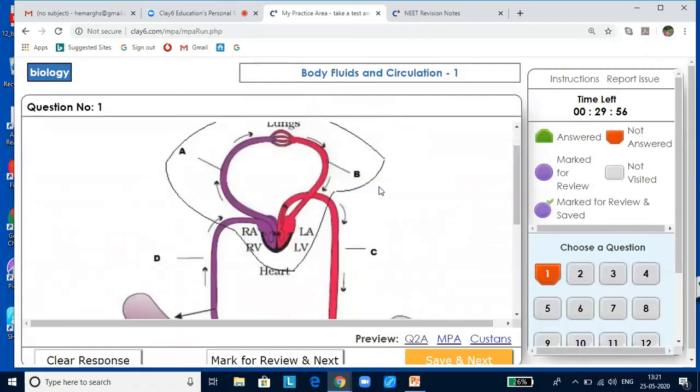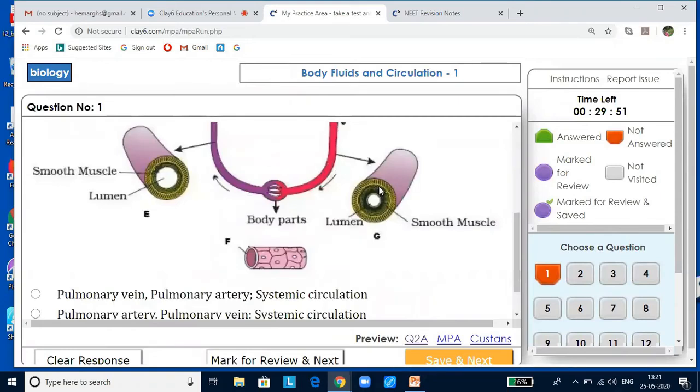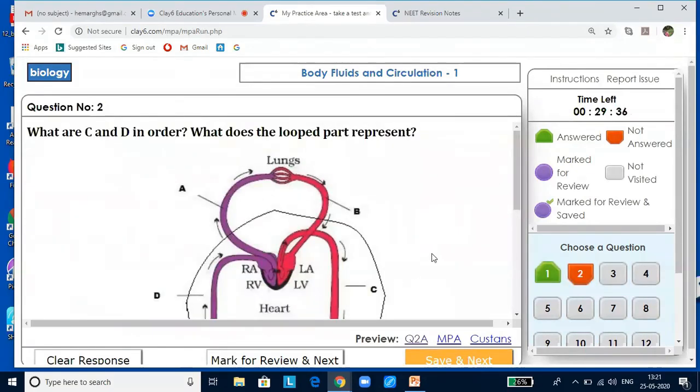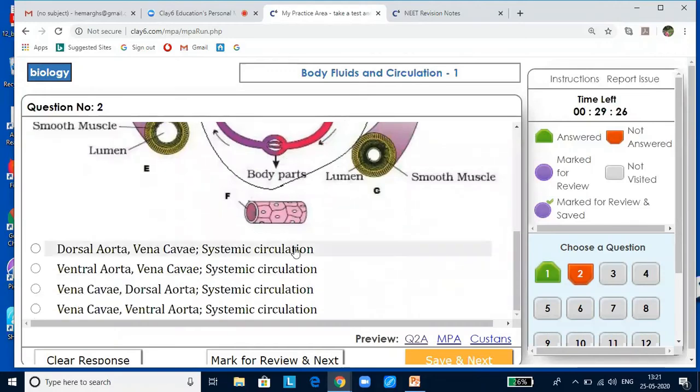Now, what are A and B in the order? What does the loop part represent? These diagrams are very, very important. If you look at it, it is pulmonary artery, pulmonary vein, and pulmonary circulation. What are C and D in order? What does the looped part indicate? Here it is dorsal aorta, vena cava, and systemic circulation.